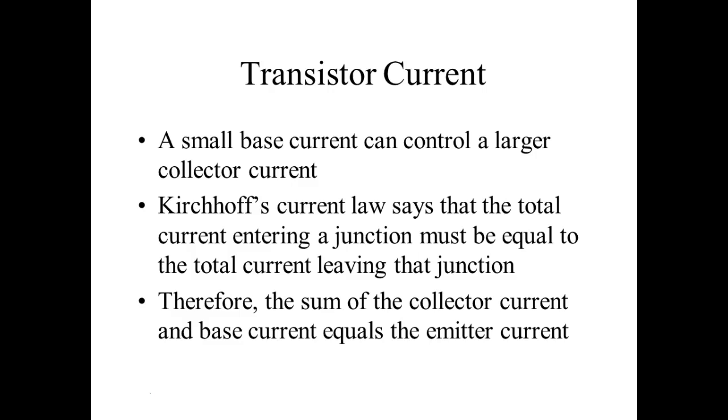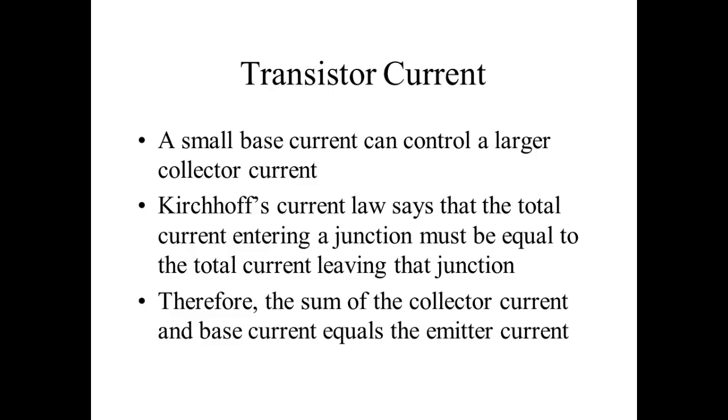Small base current can control a large collector current. Of course, Kirchhoff's current law says the current flowing into a junction has to equal the current flowing out, right? You understand that? So it says, therefore, the sum of the collector current and the base current equals the emitter current. And I don't know what goes on here, guys, because this is going to be in several tests, and I'm going to ask which current is the highest in a bipolar transistor.